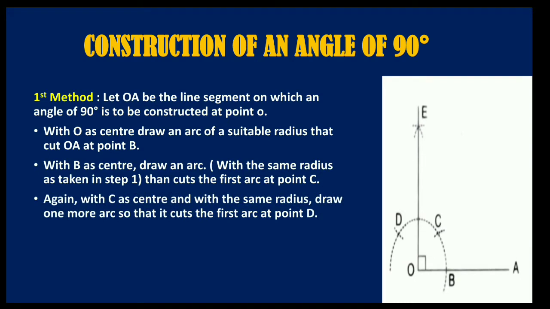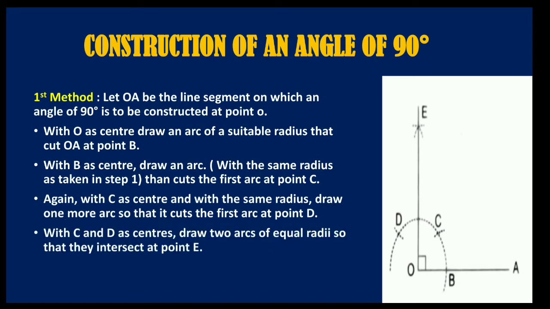Again, with C as the center and with the same radius, draw one more arc so that it cuts the first arc at point D. With C and D as the center, draw two arcs of equal radius so that they intersect at point E. Now all of you see here how to draw.